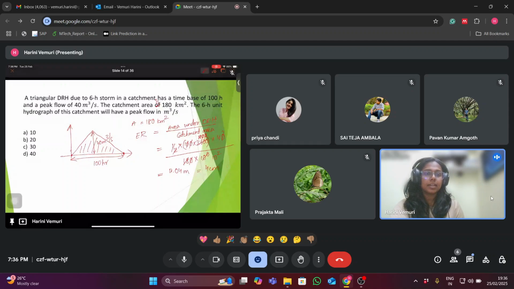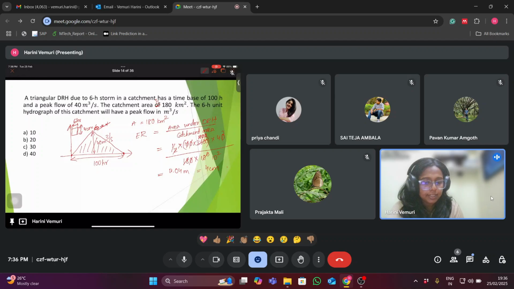That is, this direct runoff hydrograph corresponds to 4 centimeter excess rainfall occurring at 6 hour duration. So this is 4 centimeter, 6 hour. But for a unit hydrograph, the excess rainfall is 1 centimeter. As we have seen in the principle of proportionality, we have to divide all the ordinates of the direct runoff hydrograph by 4, because 4 by 4 is only 1. Then only you will get 1 centimeter excess rainfall.